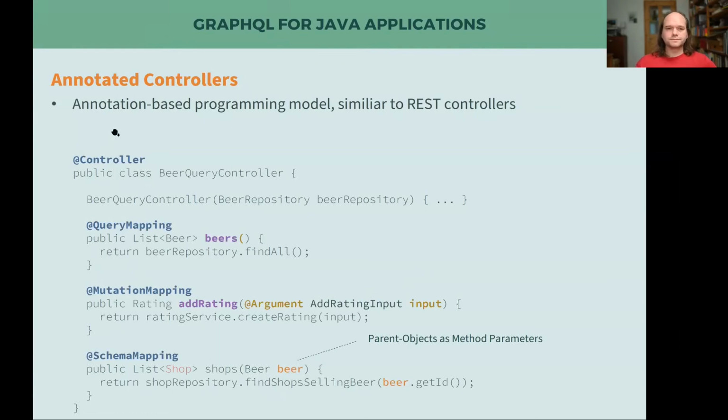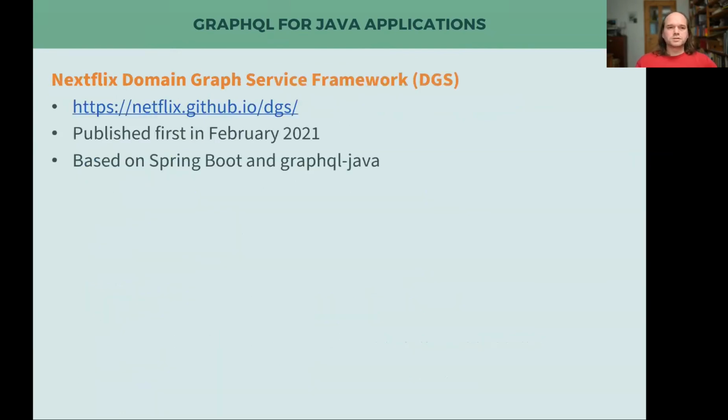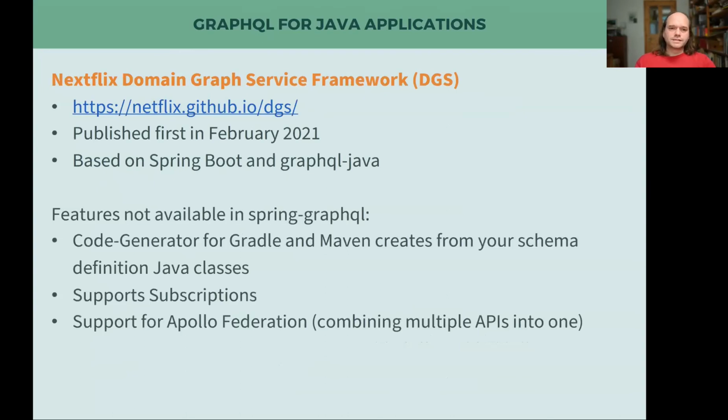We also have the Netflix Domain Graph Service, which was released at the beginning of 2021. It's very similar to the Spring GraphQL project, and I don't know how they will differ in the future, or if they will work together. I have no idea.